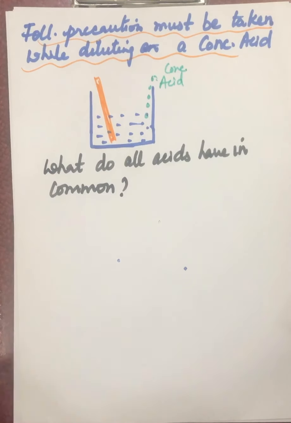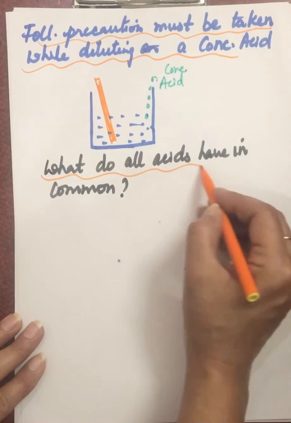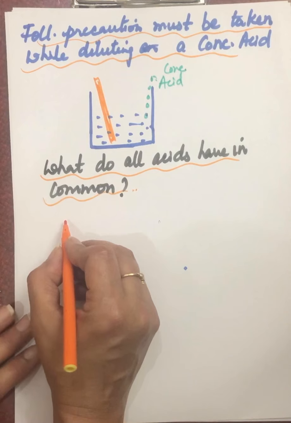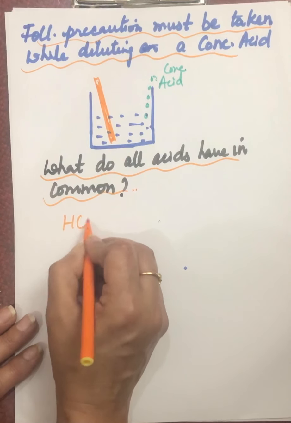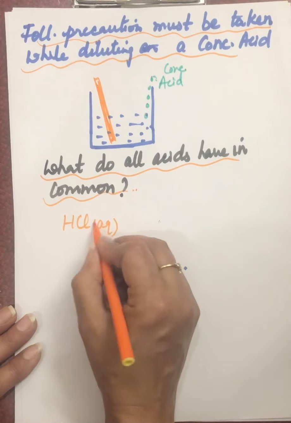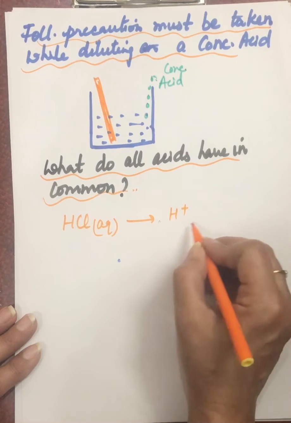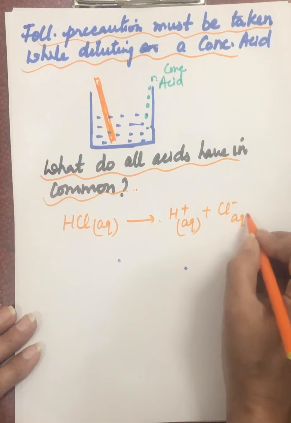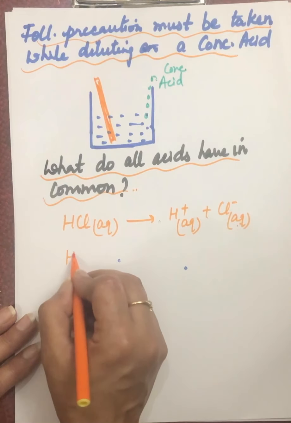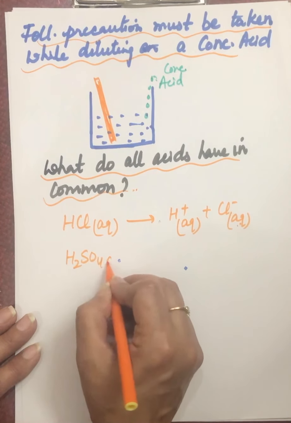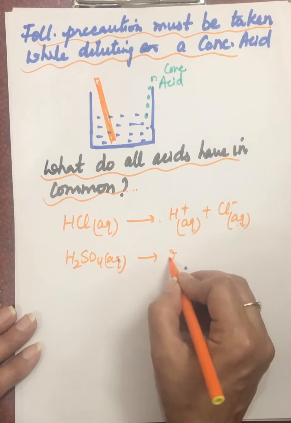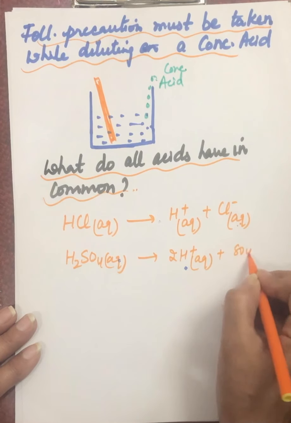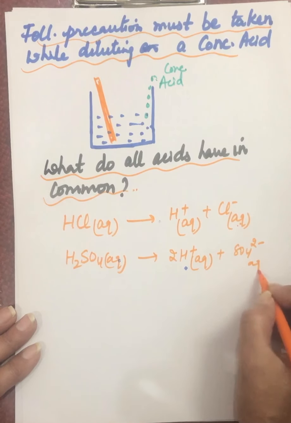We have done this thing. What is common in all acids? That they have a tendency to produce H plus ions in aqueous medium. This is common. H plus ion is common in all acids. They dissociate in aqueous medium, and what they are liberating, they are giving out H plus ions.